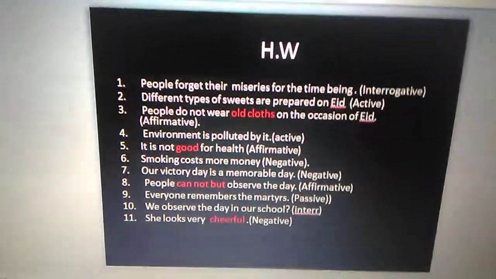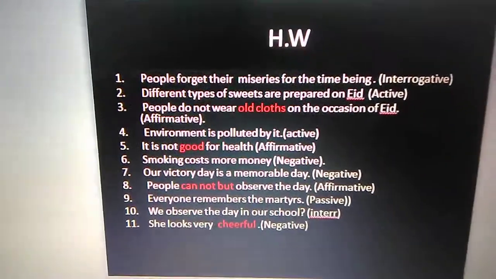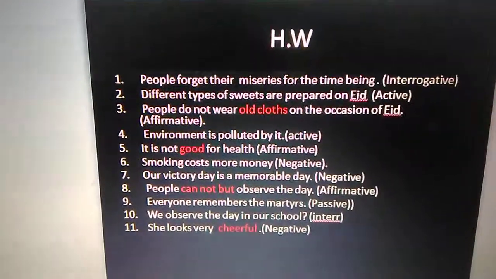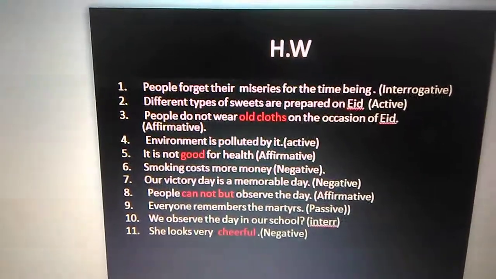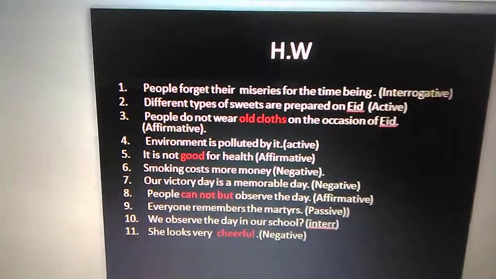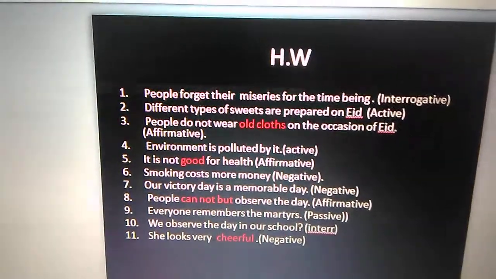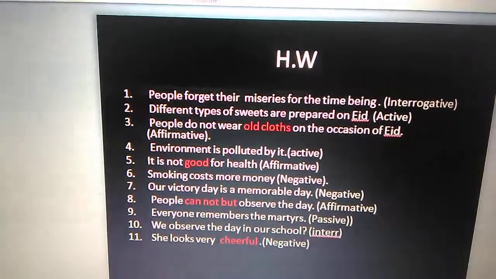This is the homework for you. You will practice that one. People forget their miseries for the time being. Interrogative. Very easy, you know. How to do this one? It is affirmative, so you have to make it negative interrogative. Different types of sweets are prepared on Eid. Active.